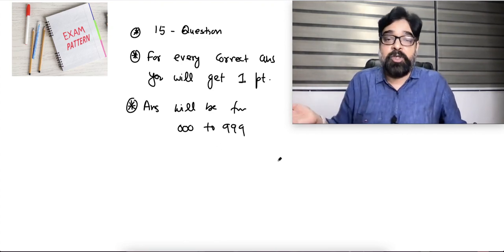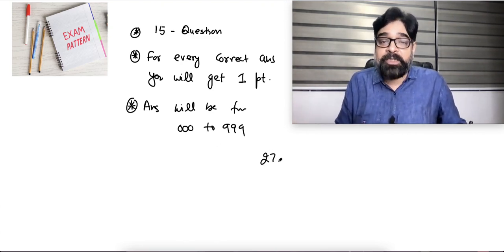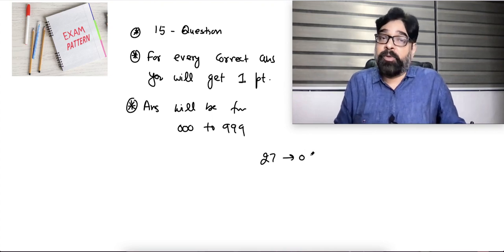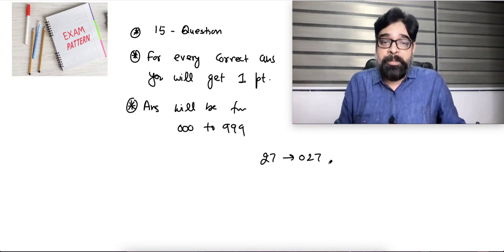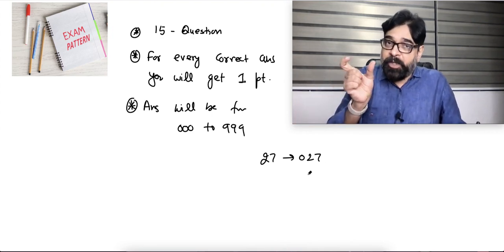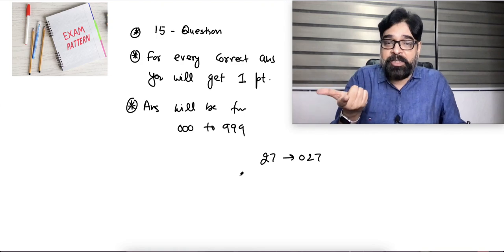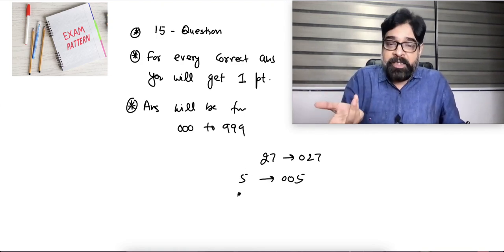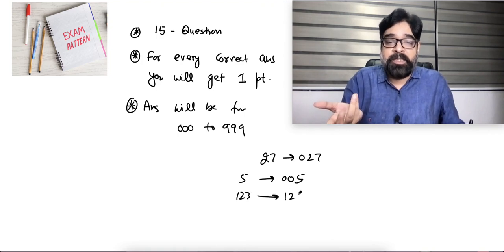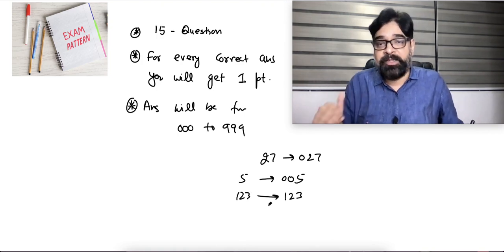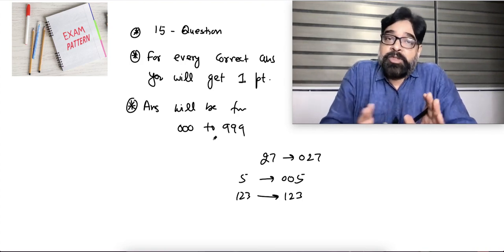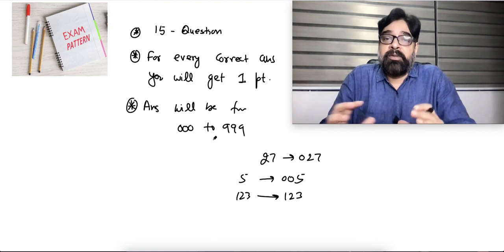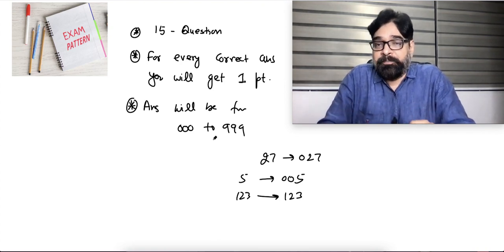Suppose your answer is coming 27, so in your OMR sheet you have to bubble 027 like this. You have to give a 3-digit number. Suppose your answer is 5, you have to answer it like 005. If your answer is 123, no problem, you can write simply 123 because this is already a 3-digit number. So it will be in the form of 000 to 999. That answer will come for that particular question.